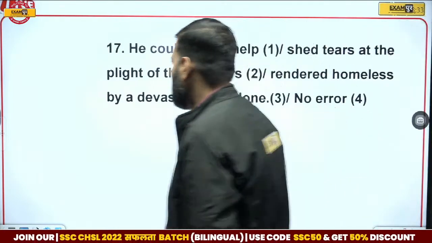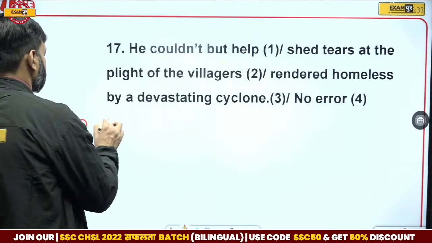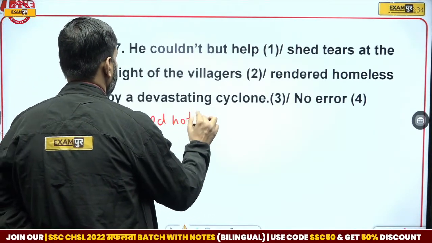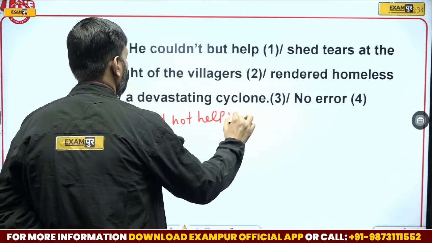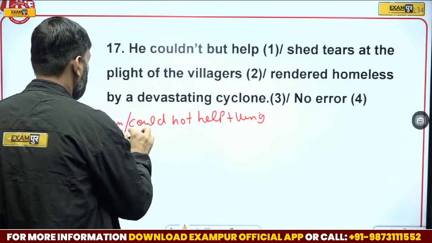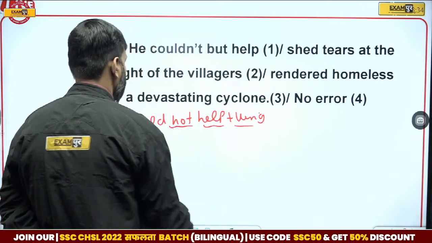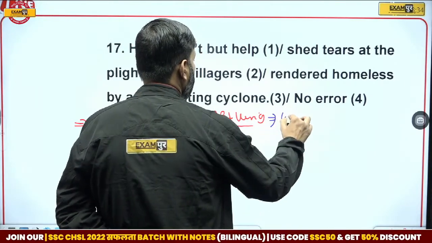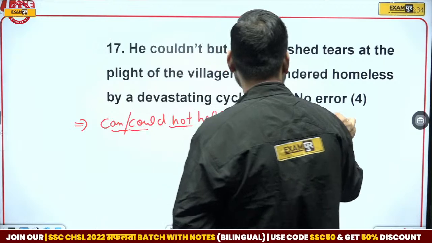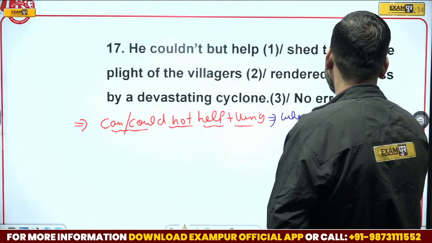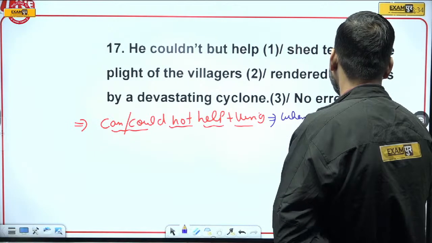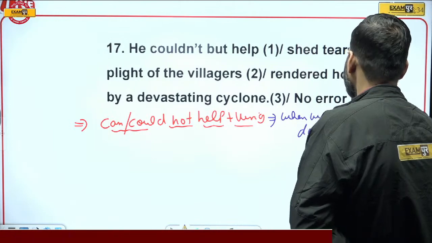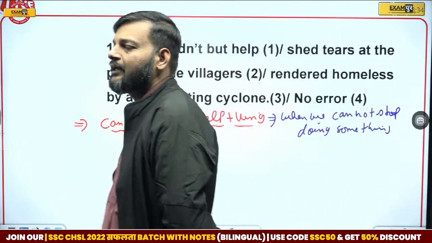See, there is a structure: can or could plus not plus help plus ing. Okay, this structure means when we cannot stop doing something. This structure is used when we cannot stop doing something.